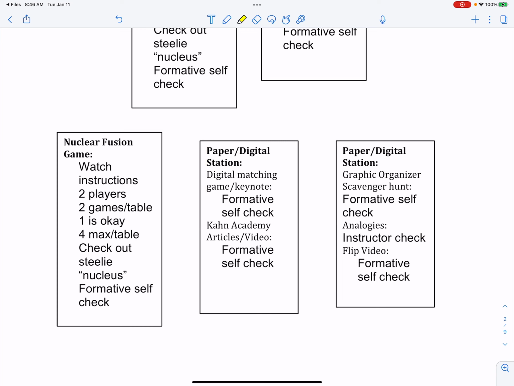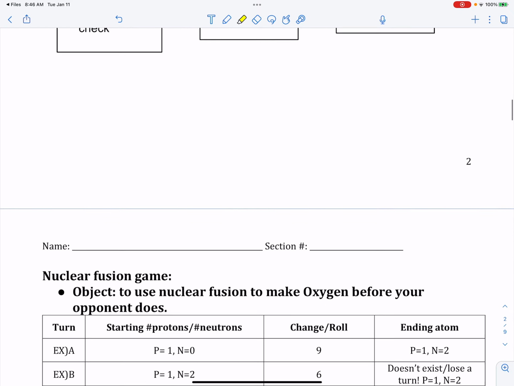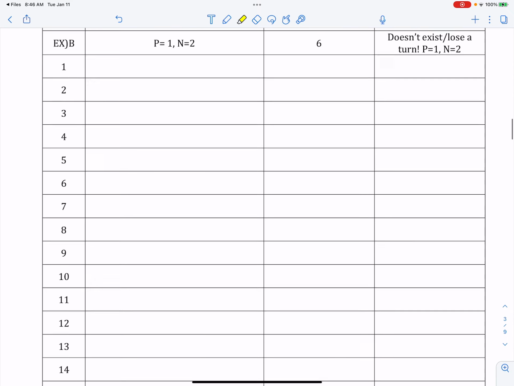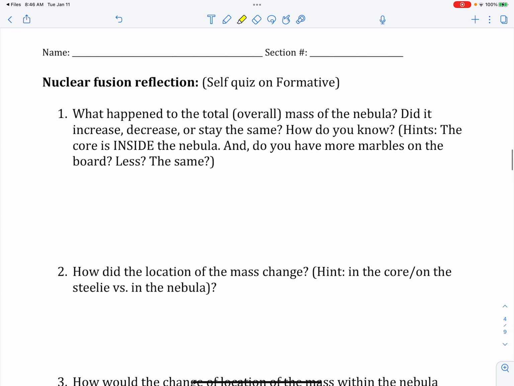So the first one is the nuclear fusion game. Again, make sure you watch the instructions. That'll tell you how to use this game board. It also has some reflection questions. All of the reflection questions in this packet are there to help you answer the formative questions as well as have that information written down somewhere for the summative.